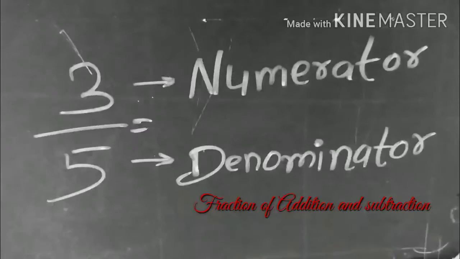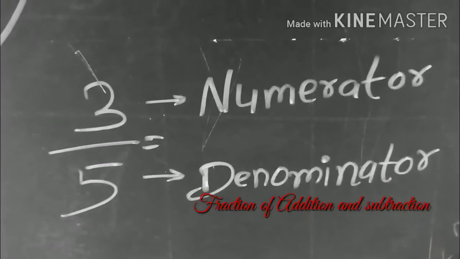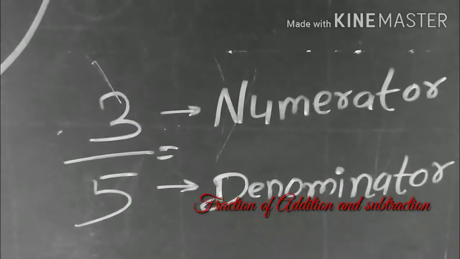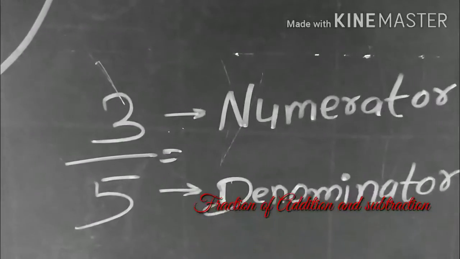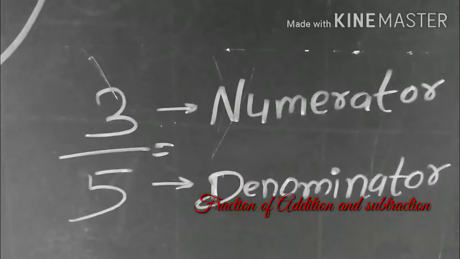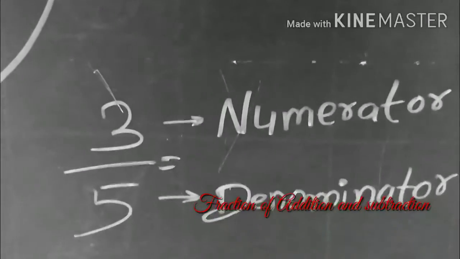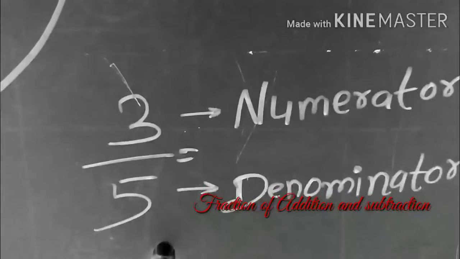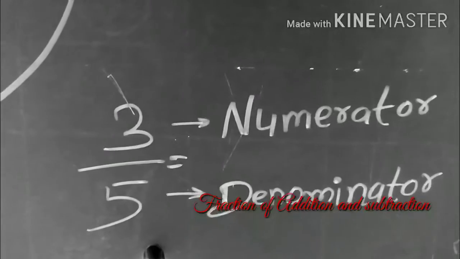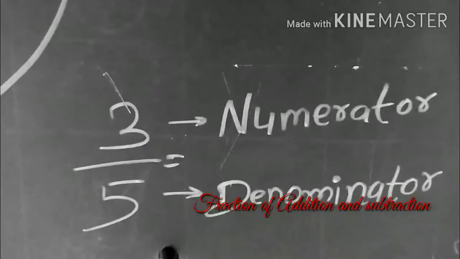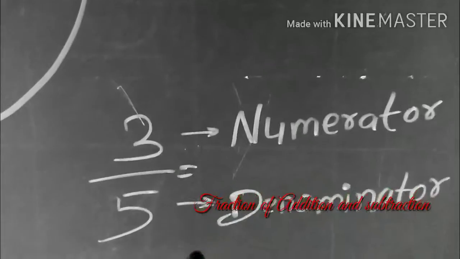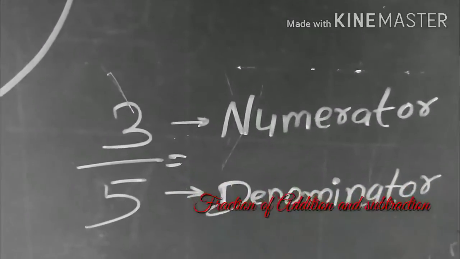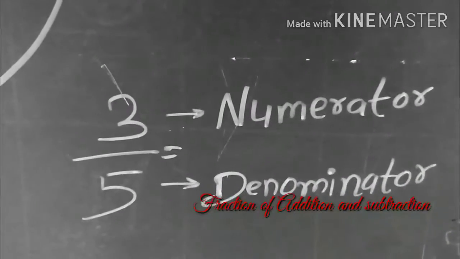Look at here. Numerator and denominator. We have written the fraction 3 by 5. 3 is our numerator and 5 is our denominator. The upper part should always be the numerator and the down part should always be the denominator. So always remember, upper part numerator and the down part is denominator. Now we will look at some figures, then it is easy to understand the fractional part.